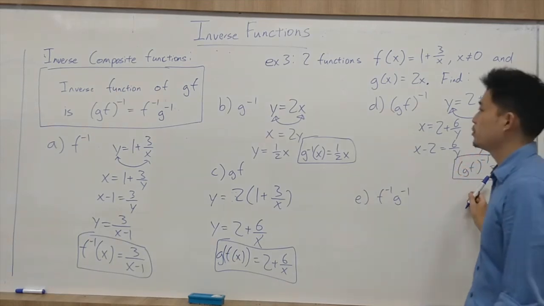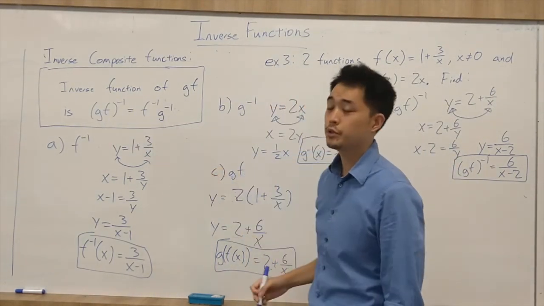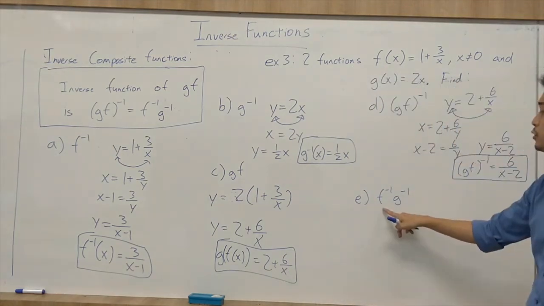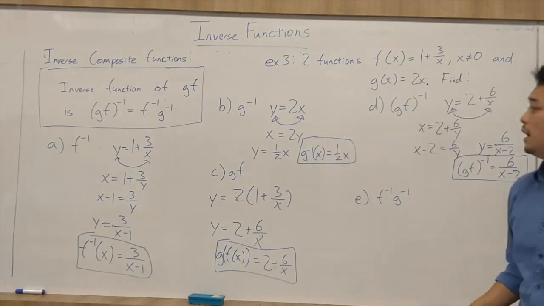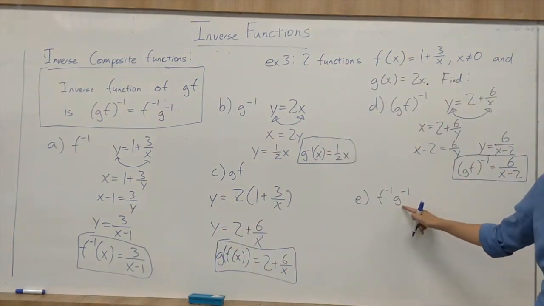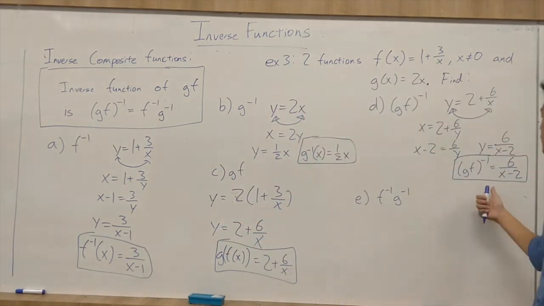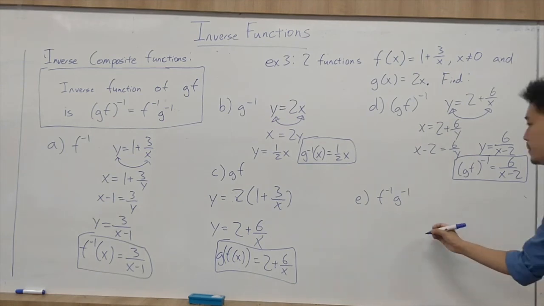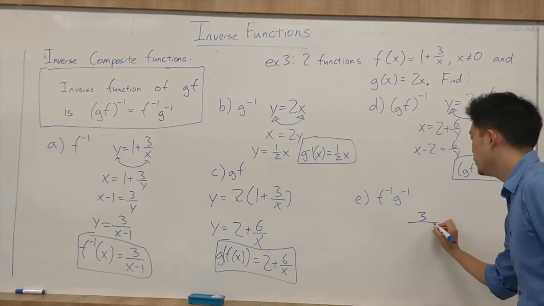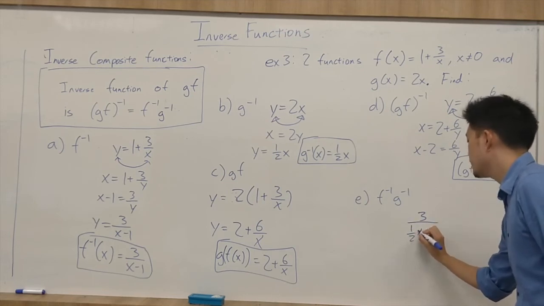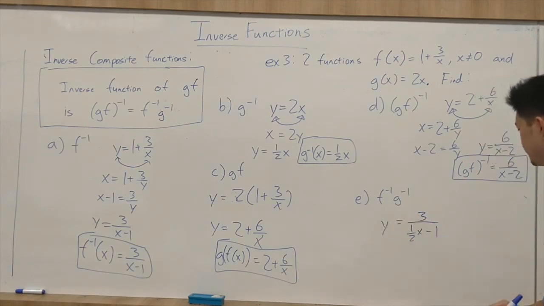Now, quick check, I want to prove that this piece is equal to each of the individual inverses put together. So what I'm going to do is create a new composite function using the two inverse functions that I found in B and A. So g inverse is going to be on the inside, so we'll take this guy and plug him into that, and hopefully we get this. So 3 over 1/2 x minus 1 is going to equal my y for now.